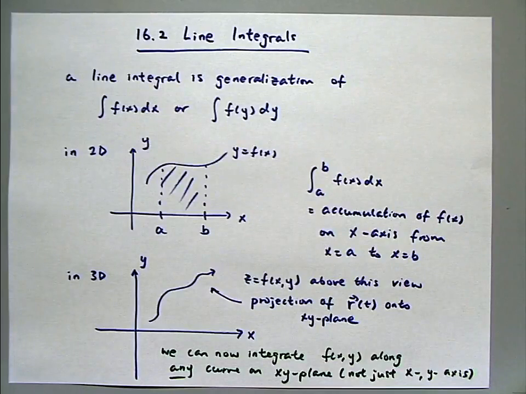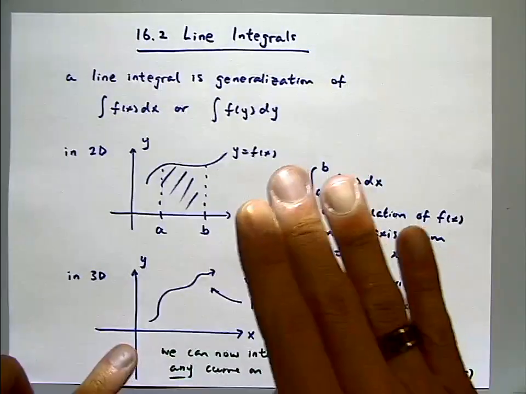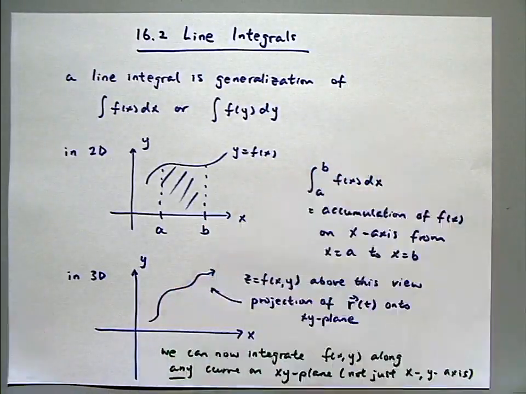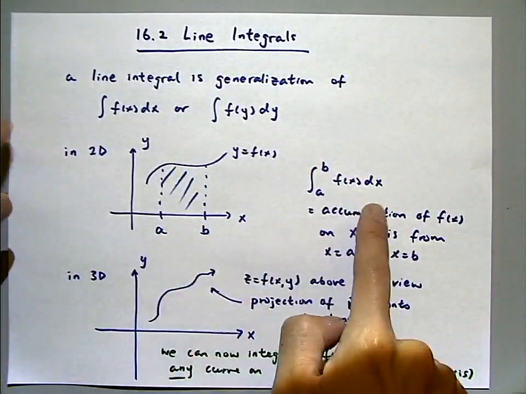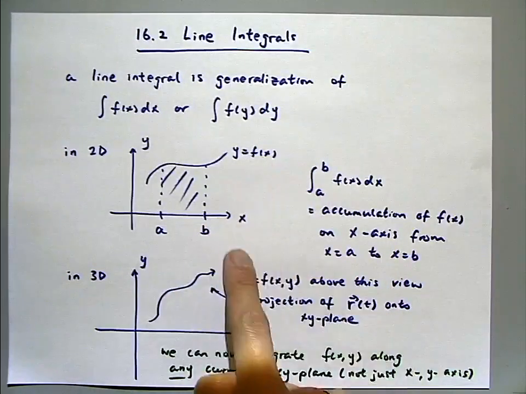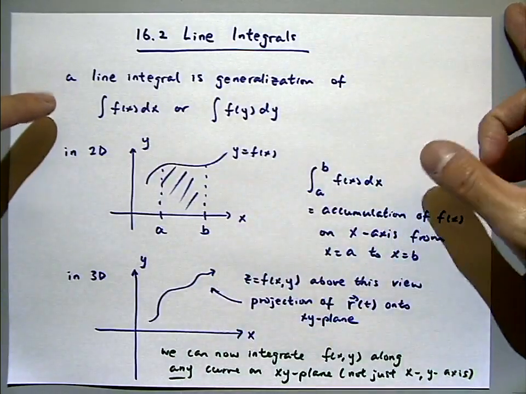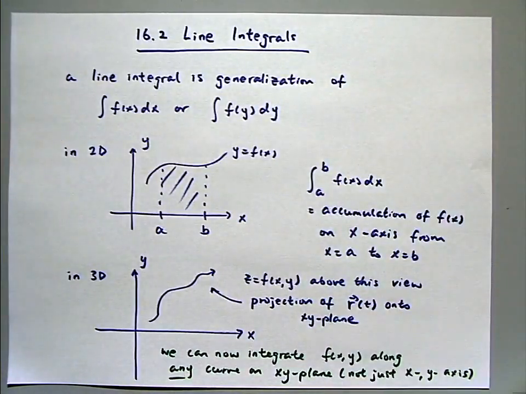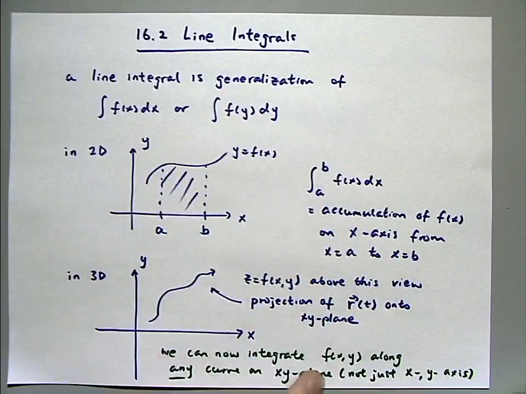And what we're doing is the same thing. We're accumulating the height of this curve, some kind of height z, and now we're going to have to march along this curve right here and accumulate that value in exactly the same way we did the integral with respect to x or y. So this is a generalization of the integration that you know. But the idea behind it is exactly the same. Now we can march along any kind of curve we want, not just x or y.